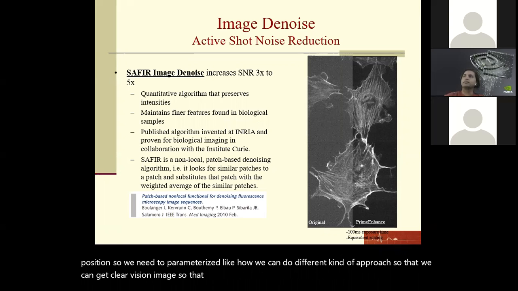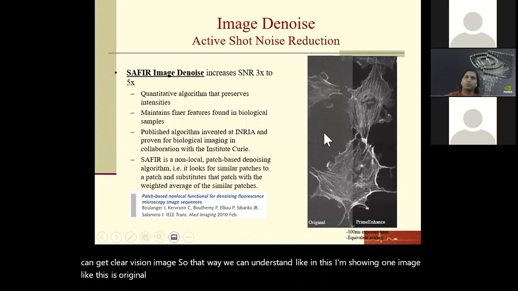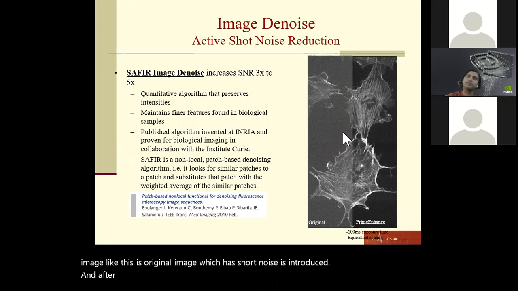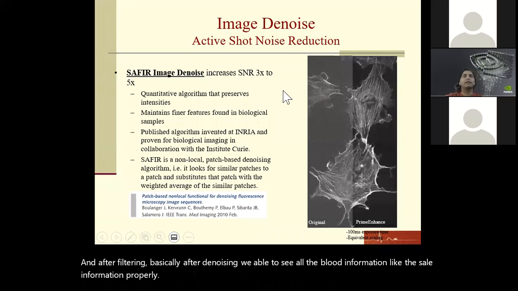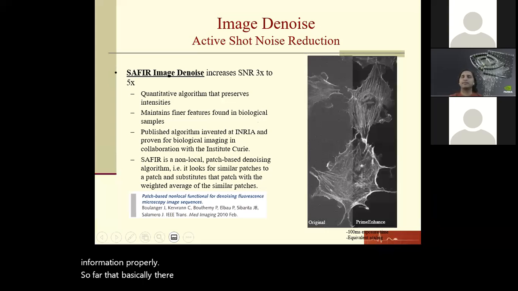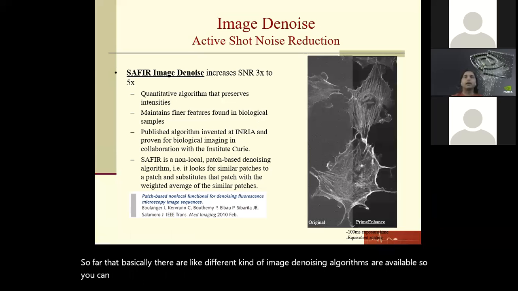In this, I am showing one image. This is the original image, which has shot noise introduced, and after filtering, basically after denoising, we are able to see all the blood information, the cell information, properly. For that, there are different kinds of image denoising algorithms available. You can use either normal filtering or bilateral filtering, but different algorithms have different drawbacks.